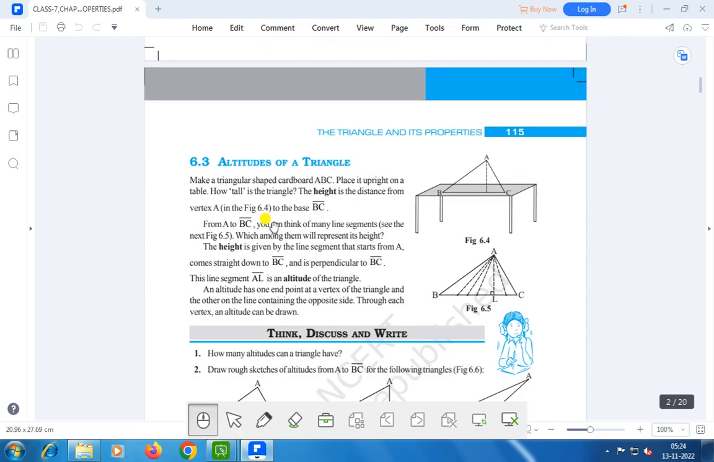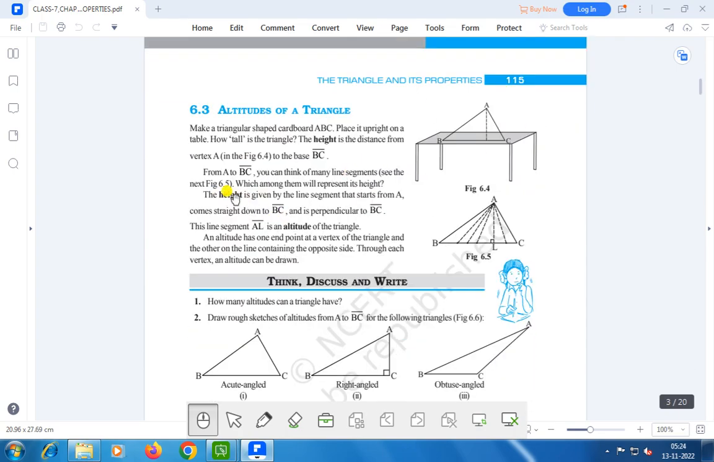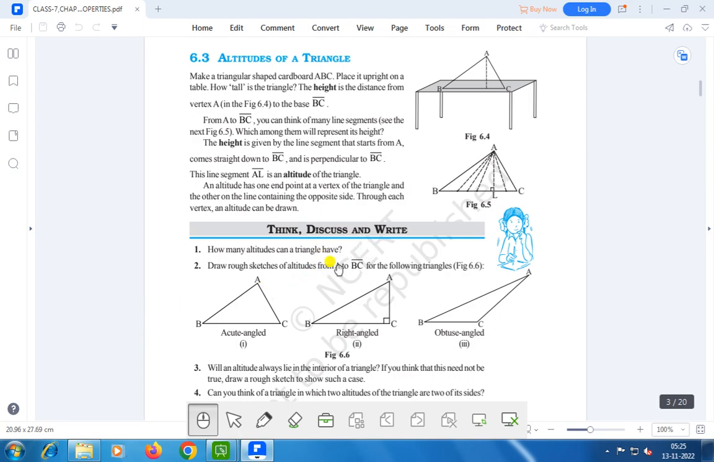Now altitudes. Here are the altitudes of a triangle. Here you see the altitude definition. The line segment AL is an altitude of the triangle. An altitude has one end point at a vertex of the triangle and the other on the line containing the opposite side. Through each vertex an altitude can be drawn. How many altitudes can a triangle have? We know that there may be three altitudes. A triangle has three altitudes.